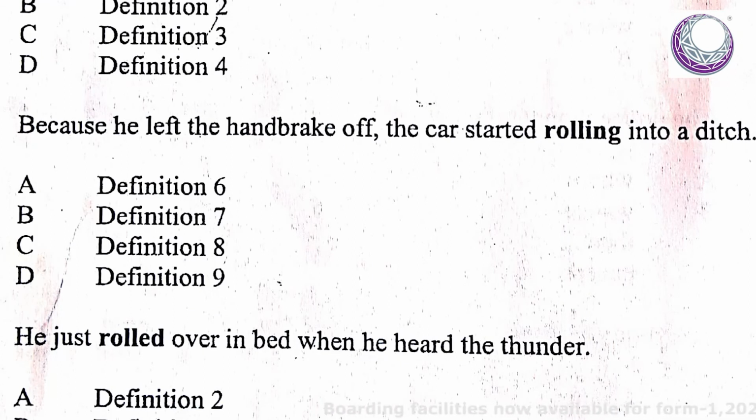Because he left the handbrake off, the car started rolling into a ditch. All right, we know very well what a handbrake is. We've seen our parents drive cars, isn't it? So a handbrake makes the car stop in a stable way, and usually when a car stops, drivers pull the handbrake up so that they secure the vehicle. All right, so because he left the handbrake off, the car started rolling into a ditch.